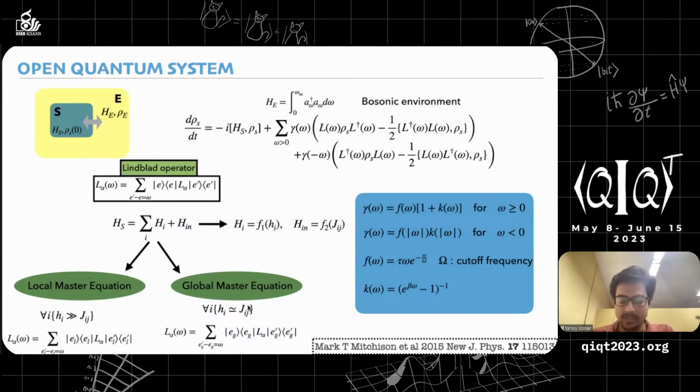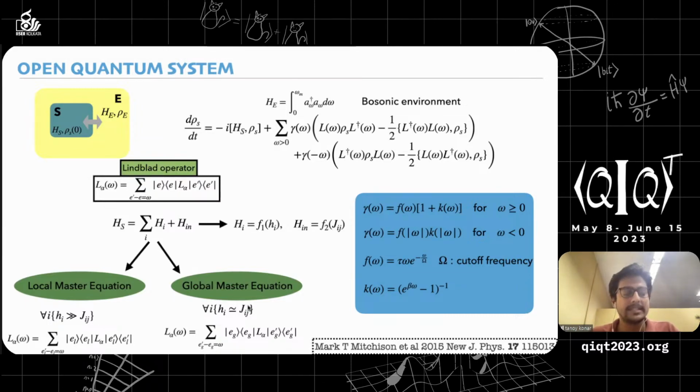Because these two equations are valid, they have individual validity regions where they are individually valid. But in some region, the local master equation can fail, and then the global master equation can be used. And in some region, the global master equation can also fail, and then the local master equation is the option.